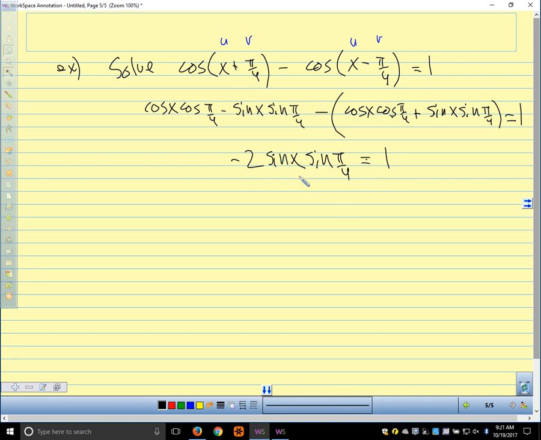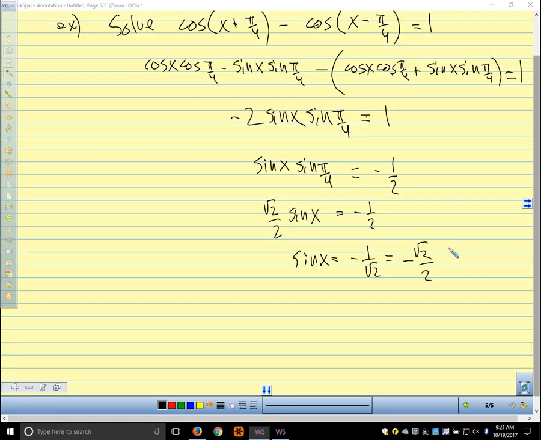We can divide by negative 2 here. Equals negative 1/2. And what's the sine of pi over 4? Square root of 2 over 2. So I can say square root of 2 over 2 sine x, these are multiplying, equals minus 1/2. Multiply by 2, divide by the square root of 2. I get the sine x equals negative 1 over the square root of 2, which is the same as negative square root 2 over 2.